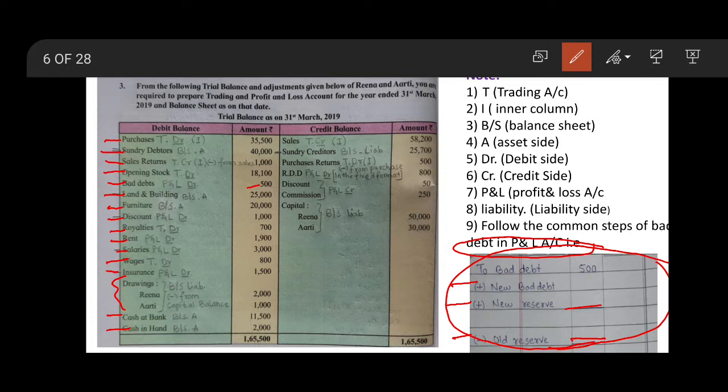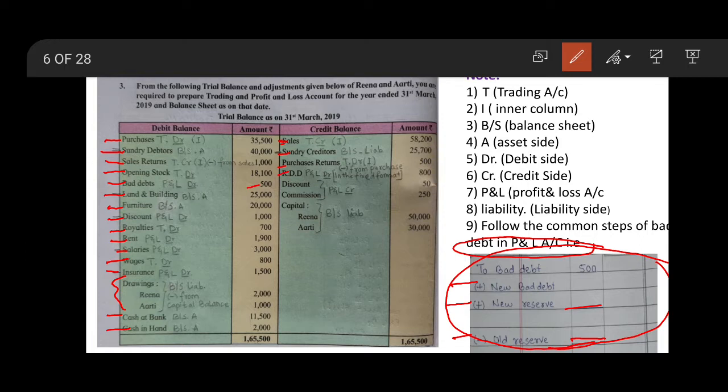Coming to the credit balances, sales are given. Trading account credit side, inner column. Then sundry creditors with adjustments, so balance sheet liability side, inner column. Purchase return is deducted from purchases to the trading side, trading account debit side.